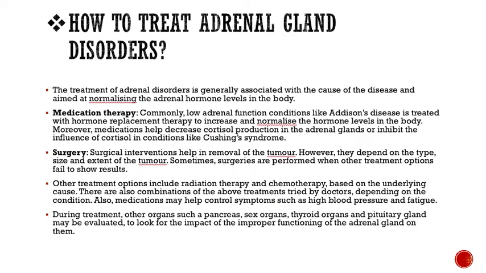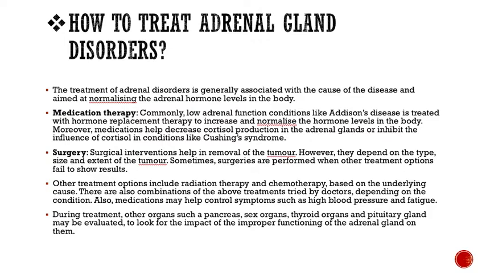Now, we're coming to the treatment. How to treat adrenal gland disorders? The treatment of adrenal disorders is generally associated with the cause of the disease and aimed at normalizing the adrenal hormone levels in the body. Medication therapy. Commonly, low adrenal function conditions like Addison's disease are treated with hormone replacement therapy to increase and normalize the hormone levels in the body. Moreover, medications help decrease cortisol production in the adrenal glands or inhibit the influence of cortisol in conditions like Cushing's syndrome.